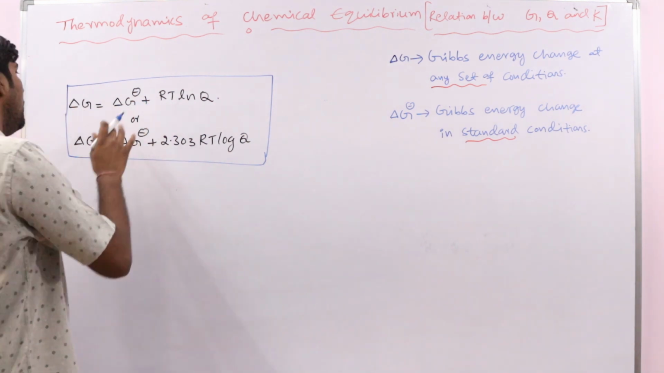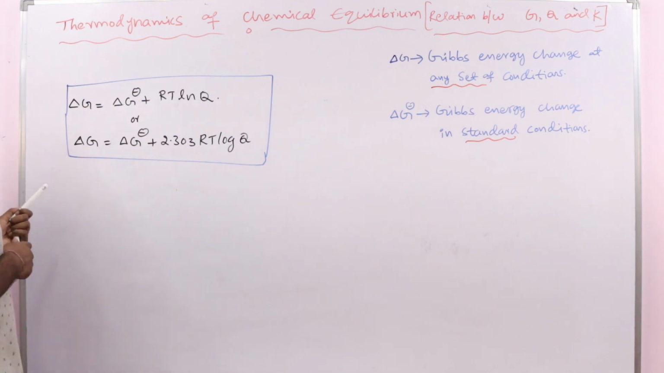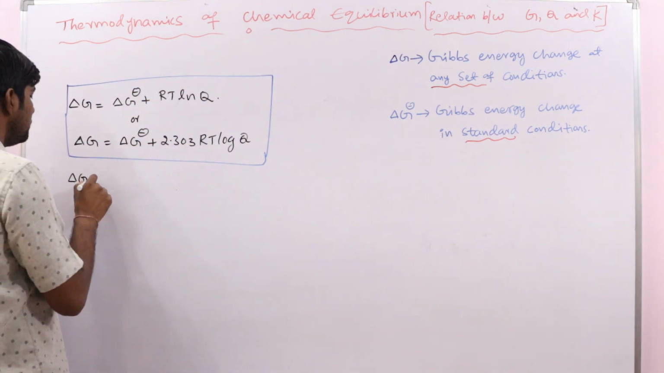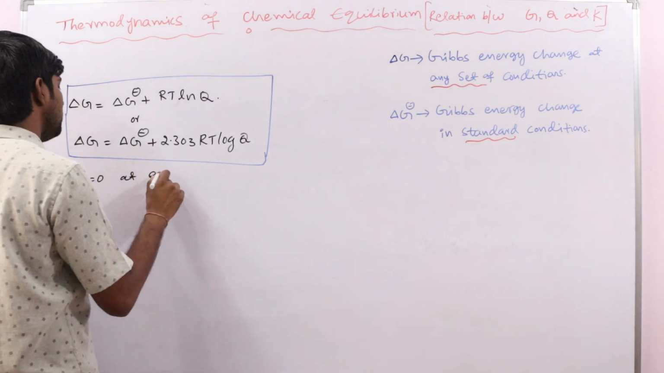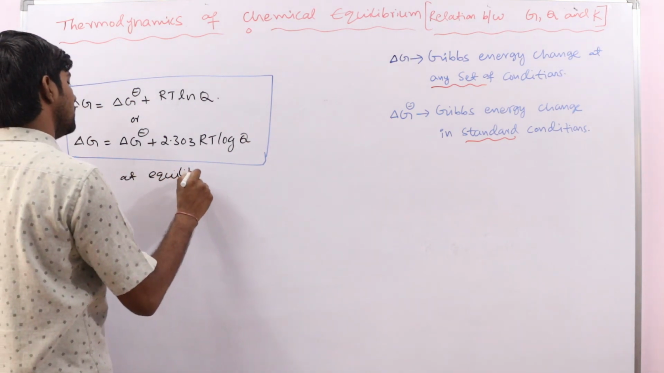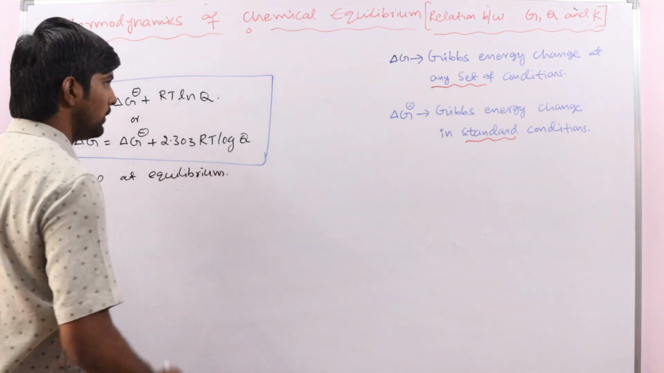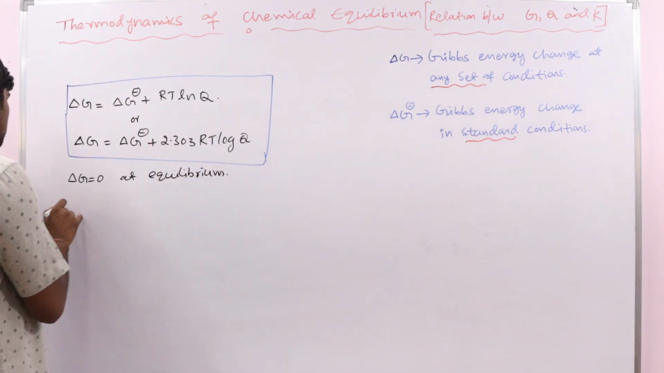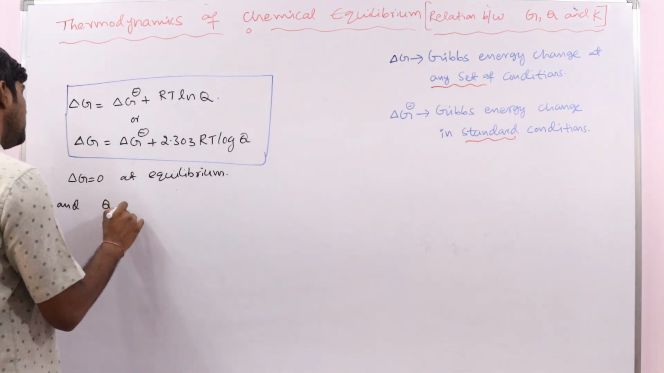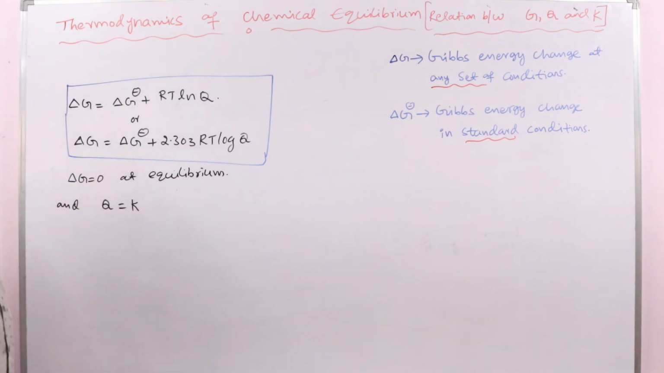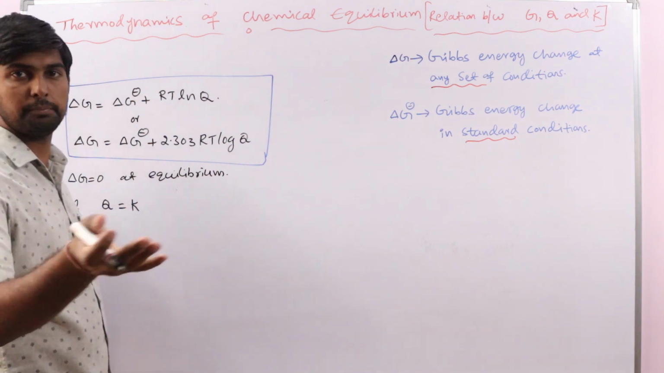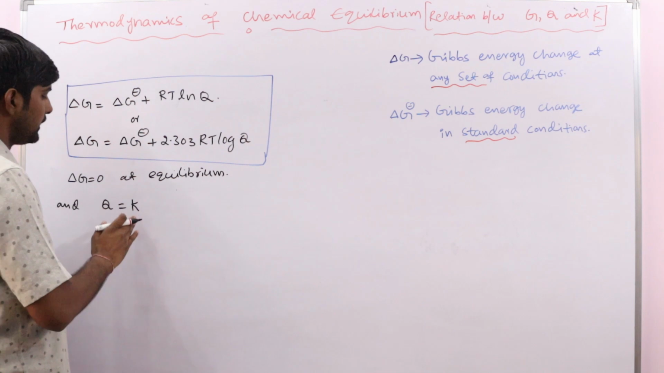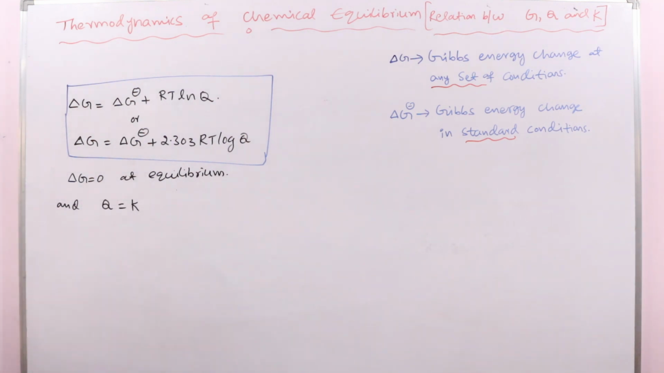at any condition and Gibbs energy change in the standard conditions. Now we already discussed delta G is equal to 0 at equilibrium, and Q is equal to K. Just in the previous lecture we discussed, at equilibrium the reaction quotient is equal to the equilibrium constant.